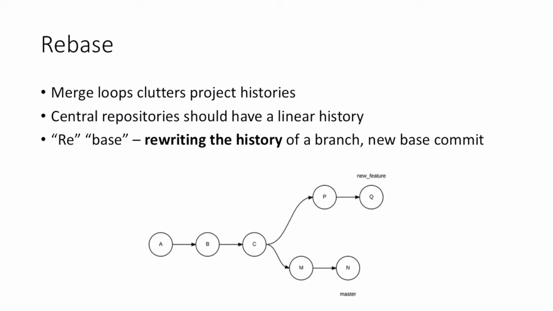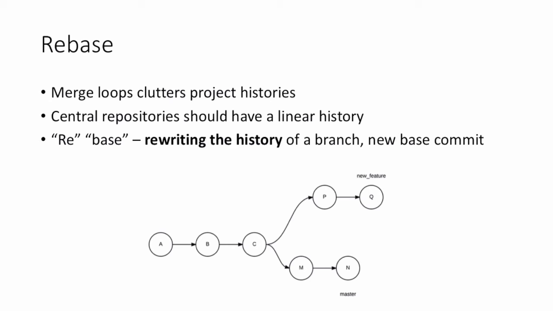Literally, it means rewriting the history of a branch to a new base commit. Let us look at a similar situation in which a new branch called new feature has diverged from the master at C with two new commits P and Q. Since it has diverged, there have been two new commits in master as well.